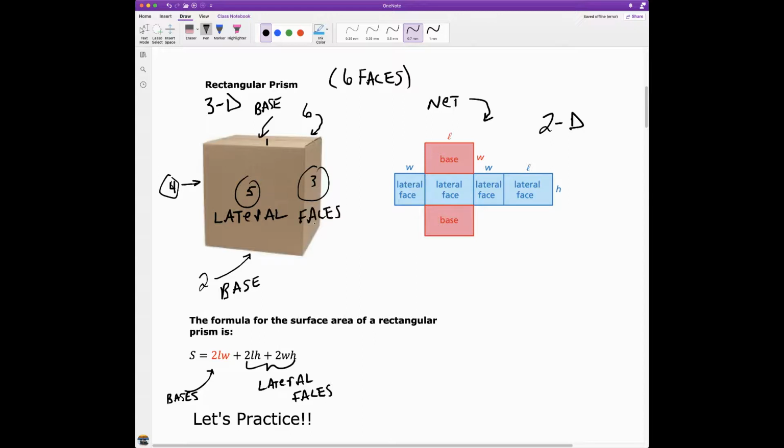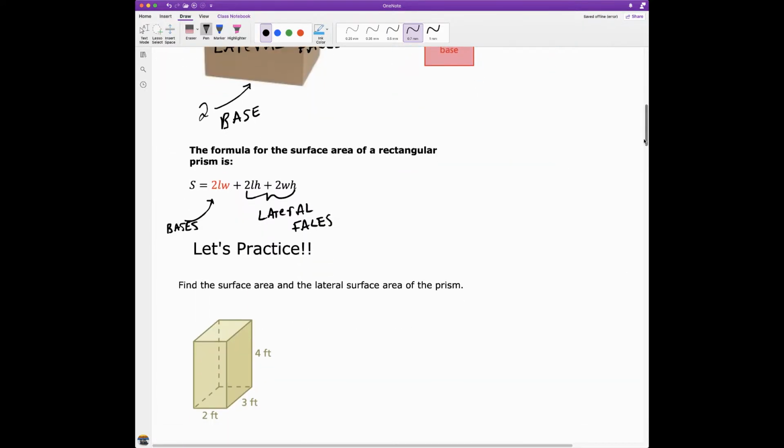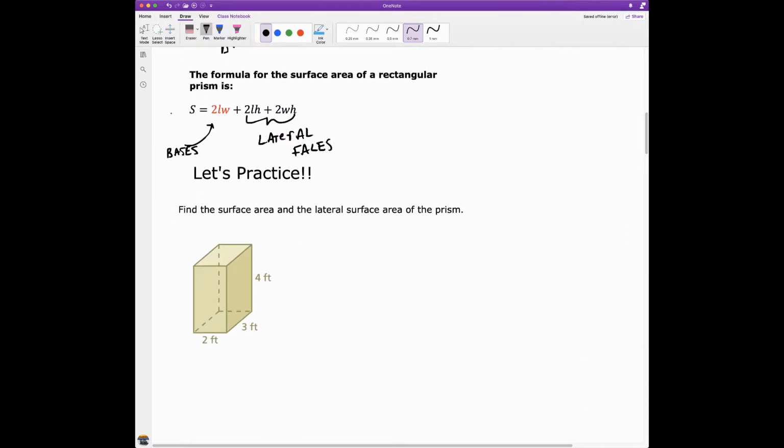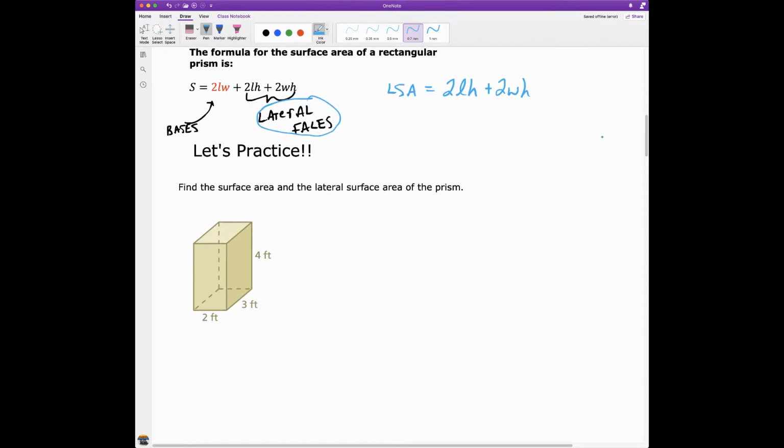So if I wanted to find the lateral surface area, I would just find the area of these 3 faces and add them together. If I want to find the surface area, then I need to find the area of all 6 of the faces. I could write this formula if I wanted to find just the lateral surface area. You'll see me use this LSA, and I just want the area of the lateral faces. So then I would take 2 times the length times the height plus 2 times the width times the height. Okay, so let's see how these two formulas work in this problem below.